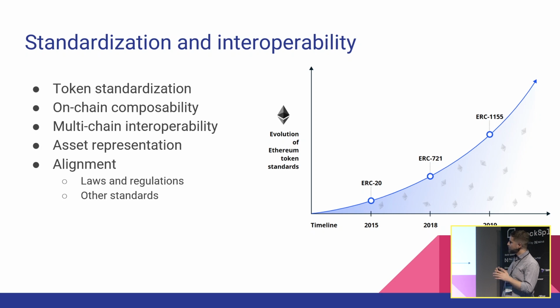On the other hand, when we talk about multi-chain interoperability and standardization, we also have gaps in that area, which are being solved by using different kinds of bridging strategies. What we are trying to do with standardization is align ourselves with laws and regulations and other standards that exist in the real world.